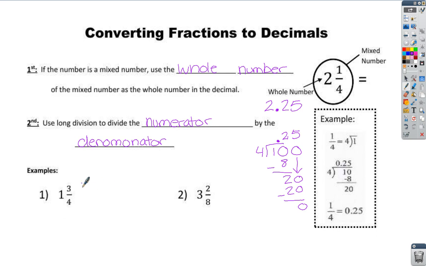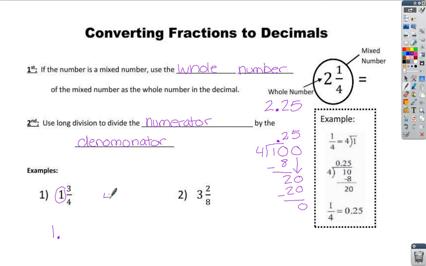So here's some examples. Remember, if the number is a mixed number, use that whole number, this number, as the first number in your decimal, your first whole number. So we're going to have 1 point something. Now we need to long divide the numerator by the denominator. So we need to do 3 divided by 4. Or you can also think about quarters: how many quarters go into $1, how many cents we have for 3 out of 4. We have 75. But you can also do it as long division.